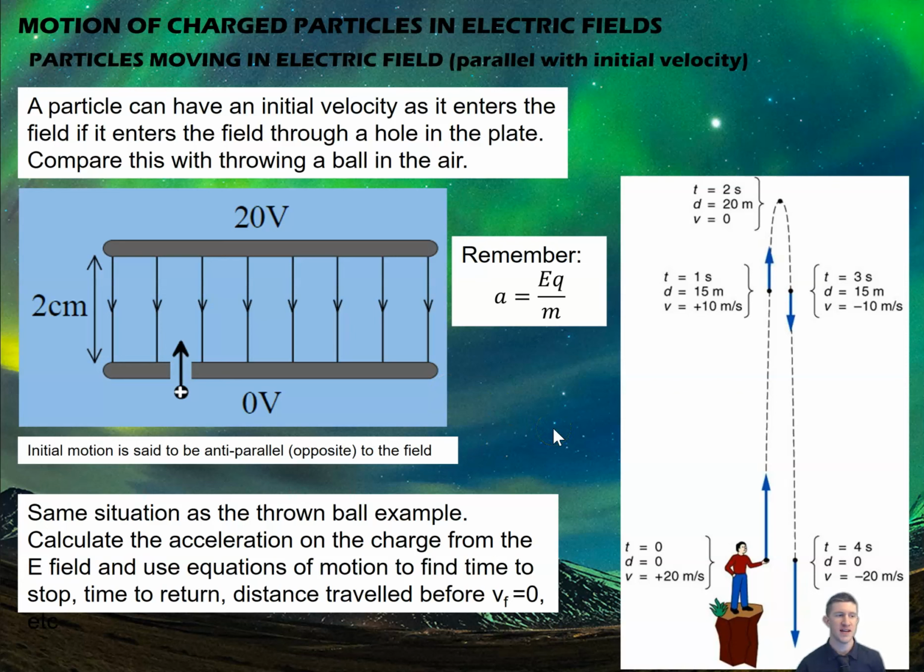So we can use the electric field strength, the acceleration, and those equations of motion to calculate things like how long does it take this particle to stop, how long will it take it to return back to the original plate or back through the same hole, and how far will it travel before the final velocity is zero. So at what point in this field does it get to before it's actually stopped?